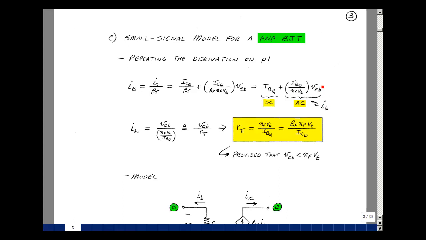If we write this voltage divided by 1 over this expression, it looks like Ohm's law. We get the same equation for R pi in terms of I sub B coming out of the base and the I sub C coming out of the collector. All this is true provided that the signal is small enough. We'll do some calculations in the next video. And we now express the model.